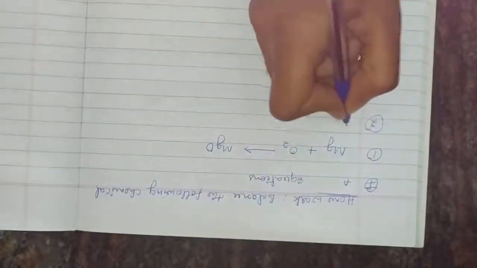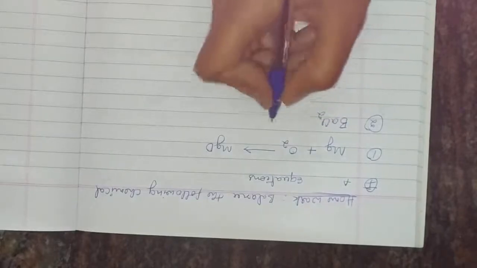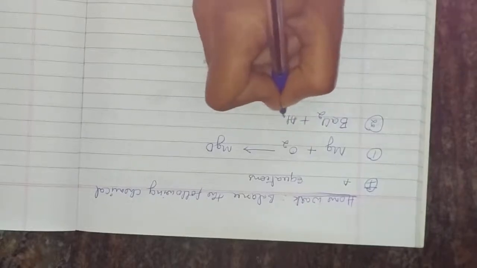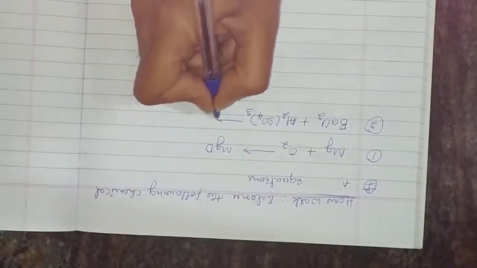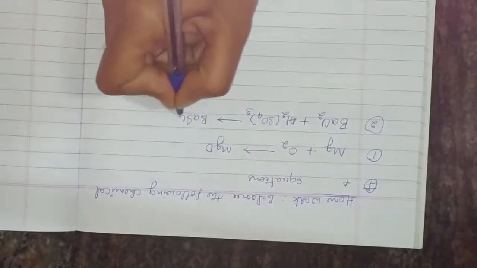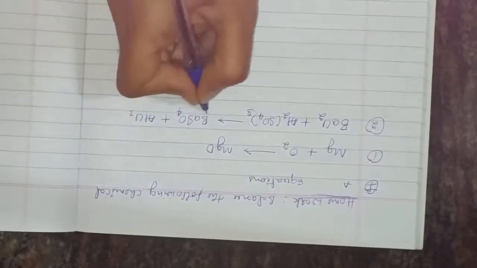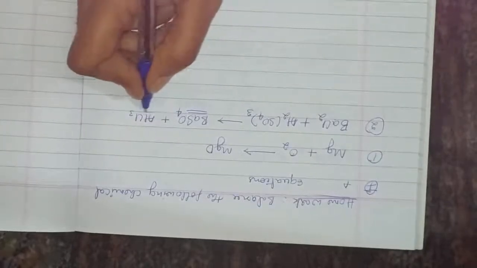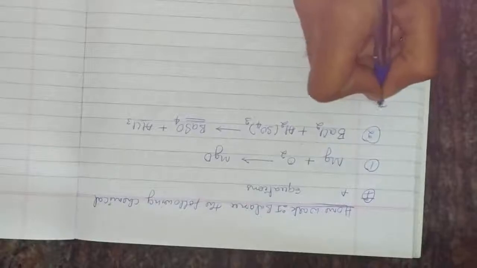Okay, next, second one, barium chloride solution reacts with aluminum sulfate solution and it forms barium sulfate plus aluminum chloride. Okay, this barium sulfate is a precipitate. Okay, it is solid and the others are aqueous solutions. Okay, this is the first main question.